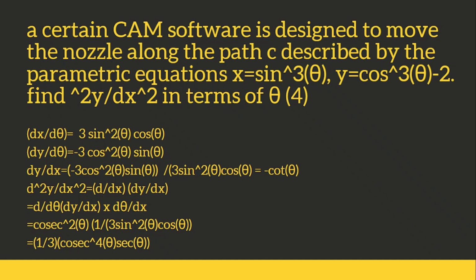Then we have our d theta over dx, which is just 1 over dx over d theta. So we take our dx over d theta, put it in the denominator, and then we get our final answer, which is 1 over 3 cosecant to the power 4 theta secant theta.